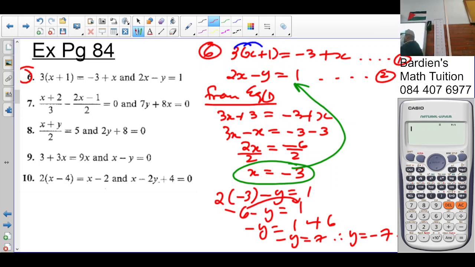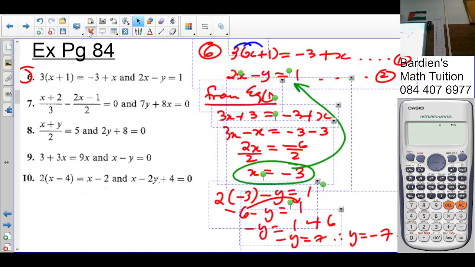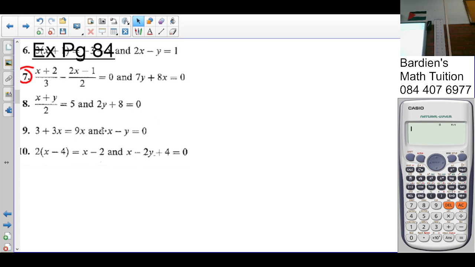Do you understand? Yes. Right. Number 7. What is your answer to number 7? X is equal to 7 over 4, yes. Right, so I'll do that on the board. Number 7.